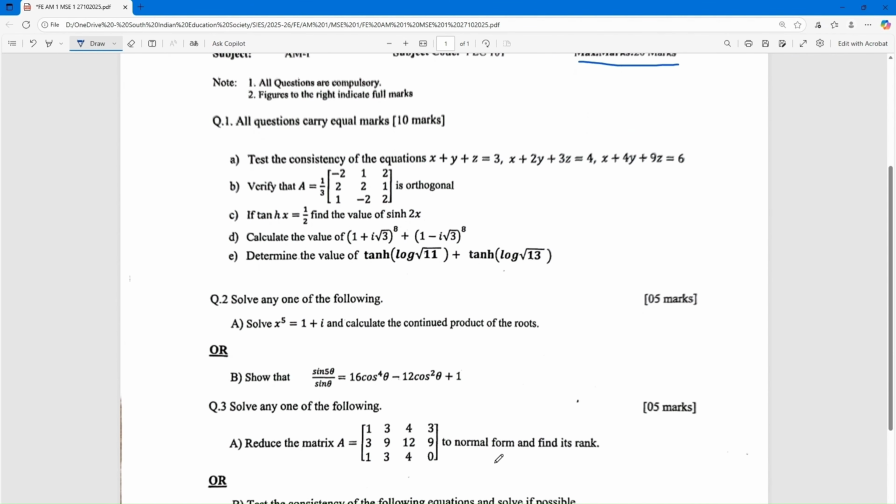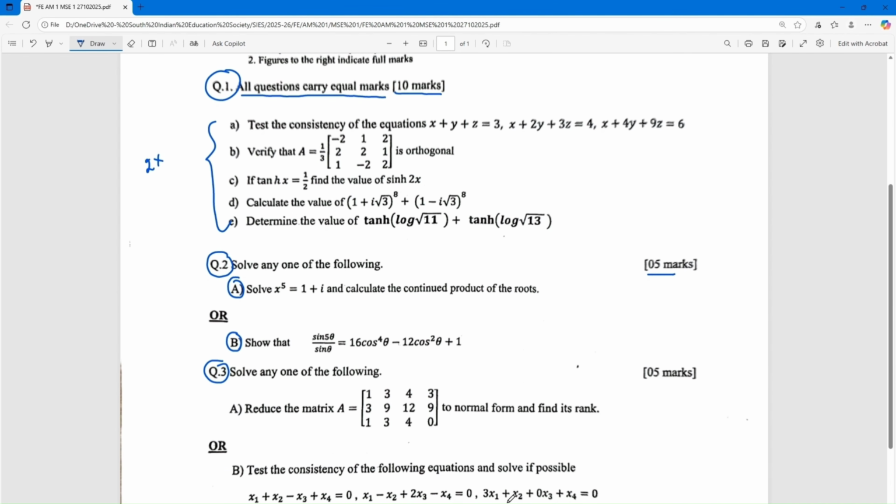So we have 3 questions in all. Question number 1. All questions carry equal marks and it has a weightage of 10 marks, and you can see that there are 5 questions, so each question carries 2 marks. In question number 2, it has a weightage of 5 marks and there are 2 problems and we got to solve either of them, A or B. Whereas question number 3, again it has 2 sub questions, A and B, and we got to solve any one, and it has a weightage of 5 marks again.